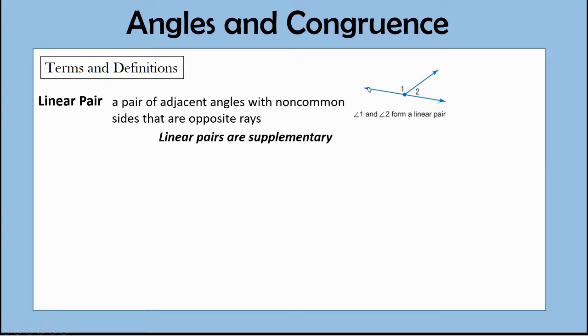So if you put angle 1 and angle 2 together, they make 180 degrees, which is a straight line. So these two are a linear pair. When you put them together and they make a straight line here, you've got a linear pair.